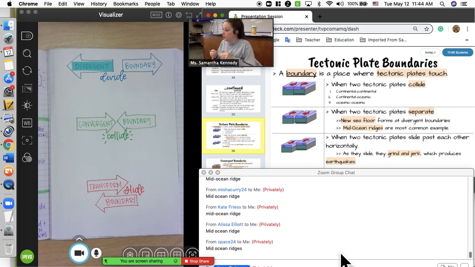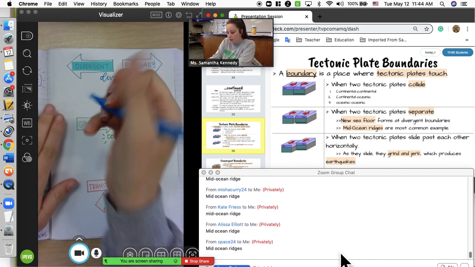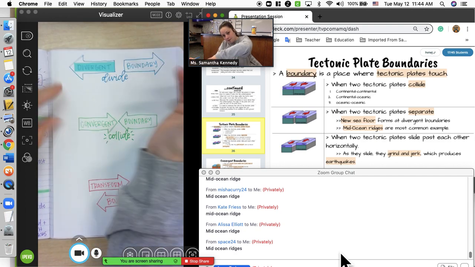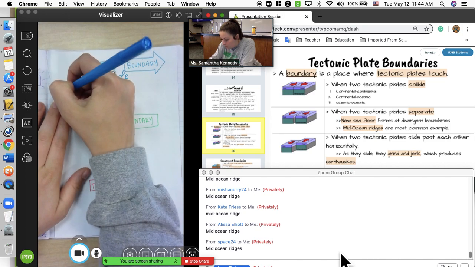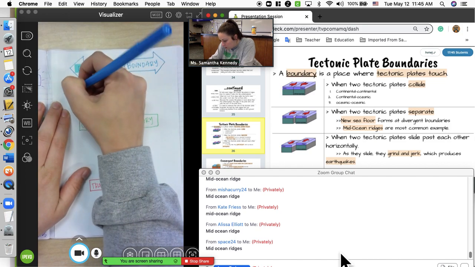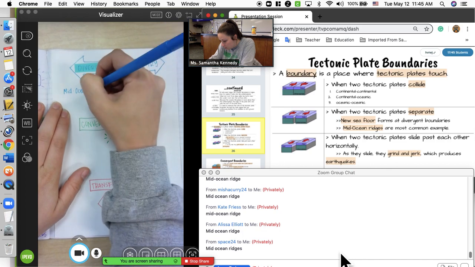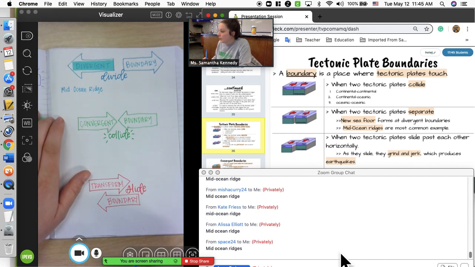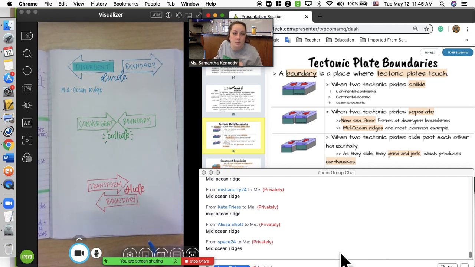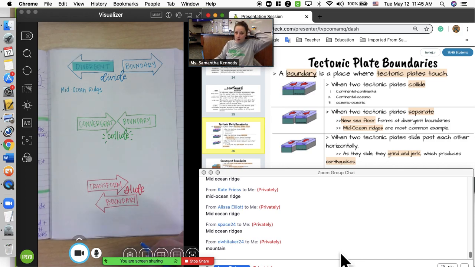Very good. So let's go ahead and put a mid-ocean ridge underneath this space, or if yours is upside down, it would be above it. Okay? And I like that we used blue. And what is a mid-ocean ridge? A submerged blank. Very good.